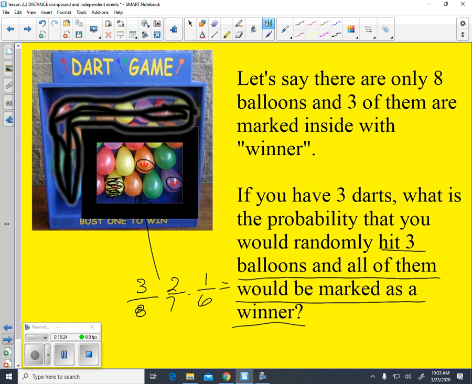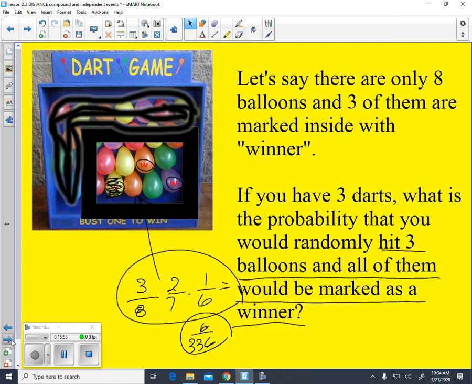And then once again, we'd multiply this together. Find the product of those three values. 3 times 2 times 1 is 6. 8 times 7, 56 times 6. I think that's 336. So you got a 1 out of 336. Excuse me, 6 out of 336 chance, which is not very likely, right?